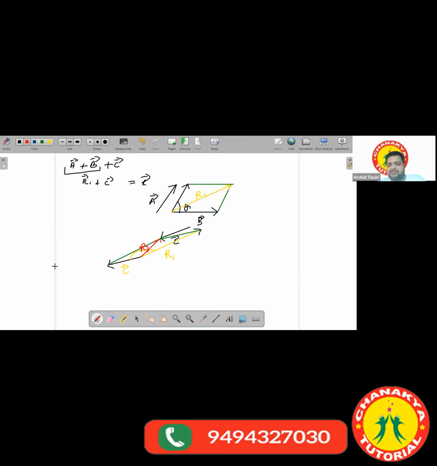So as you can see, it becomes a lot more complicated as you are adding more and more vectors. So for the improvement on this, we made a polygon law. So let's see how to make a polygon law. Polygon law means if any number of vectors are represented by the sides of a polygon taken in order, then the closing side would represent the resultant taken in opposite order.